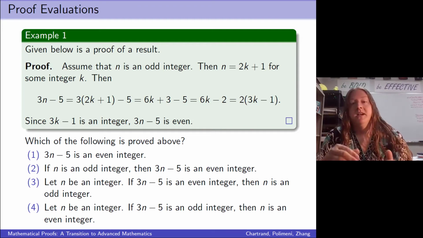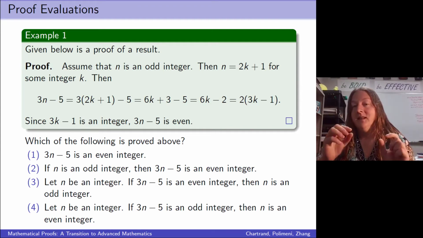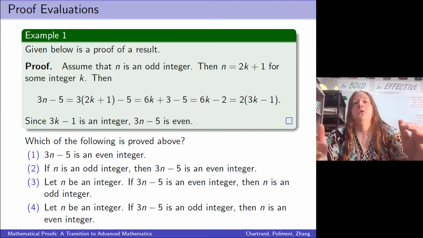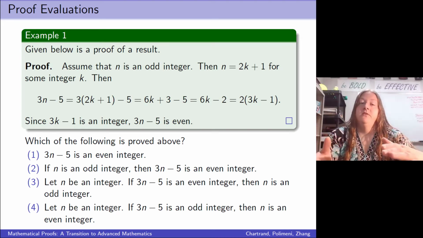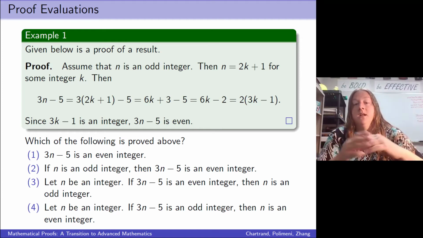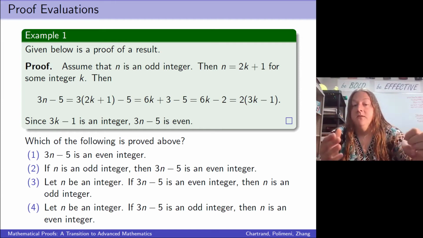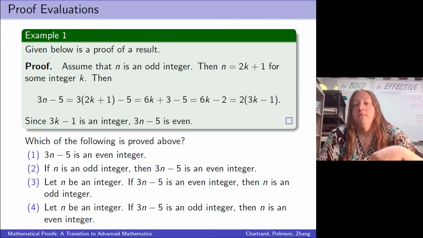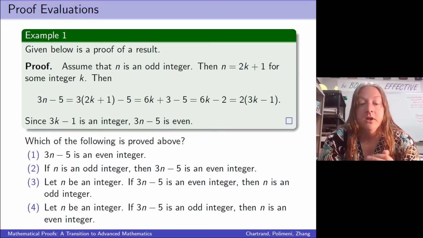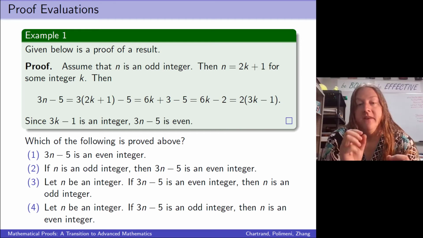Now, that's a direct proof. We said that the contrapositive is actually logically equivalent, so this proof would also suffice for the contrapositive of that statement. The contrapositive would be if 3n minus 5 is odd, then n is even. And if we look at this, statement 4 is in fact the contrapositive.